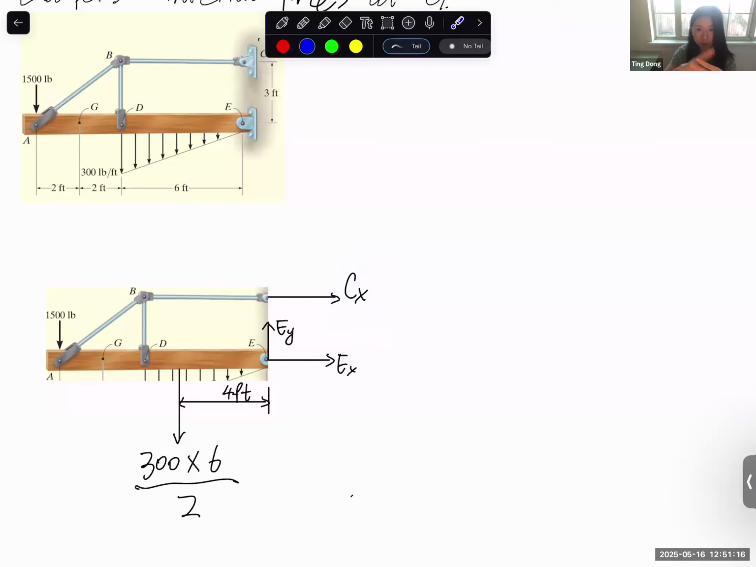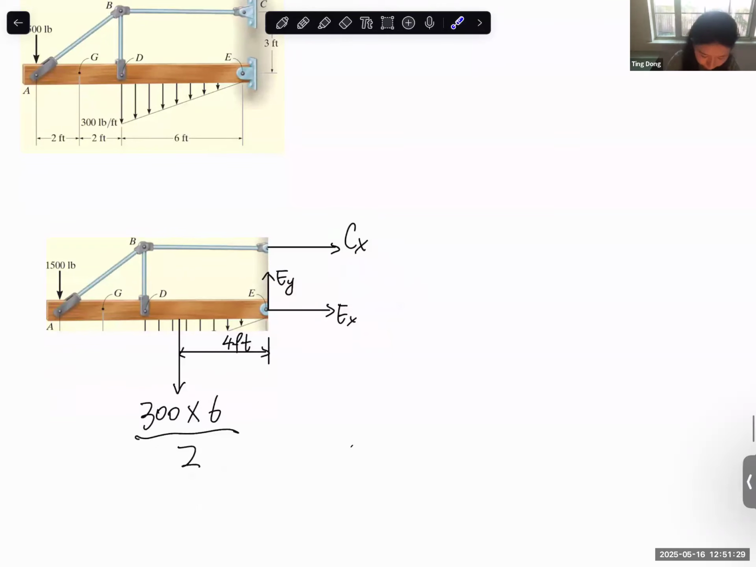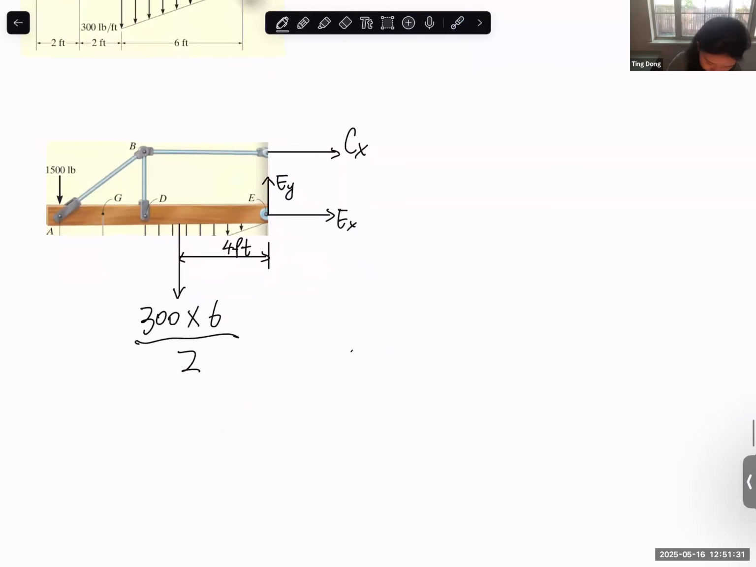We can have force in the X, force in the Y, moment about a point to solve for all 3 unknowns. But since now we only need to solve Cx. Yes, moment about E. Yes, thank you. So just 1 equation, moment about E, is enough for solving Cx.